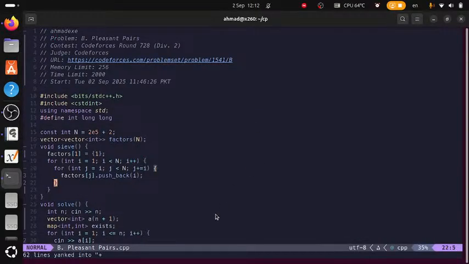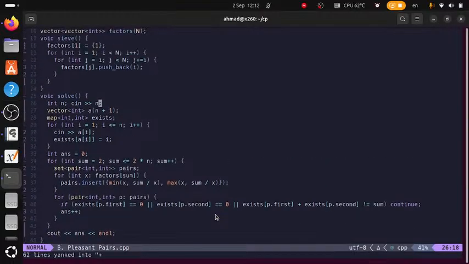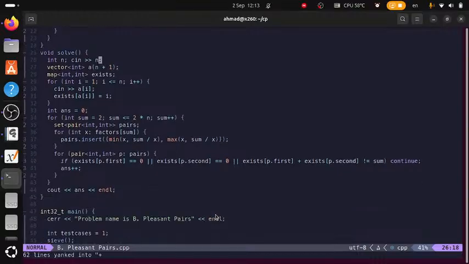Dude, why am I getting a wrong answer, man? So exists are 0, 0, and are equal to sum. We continue.